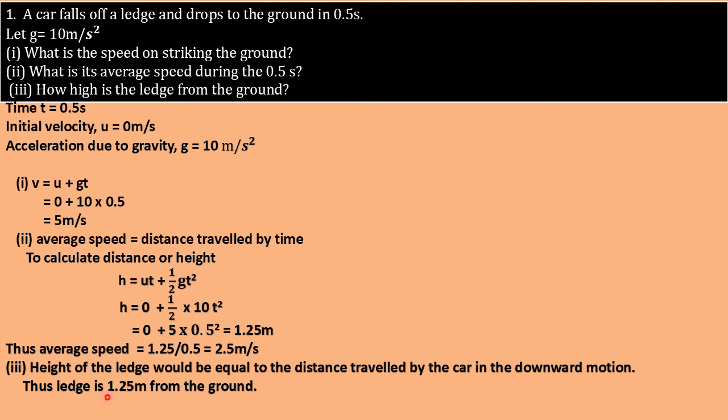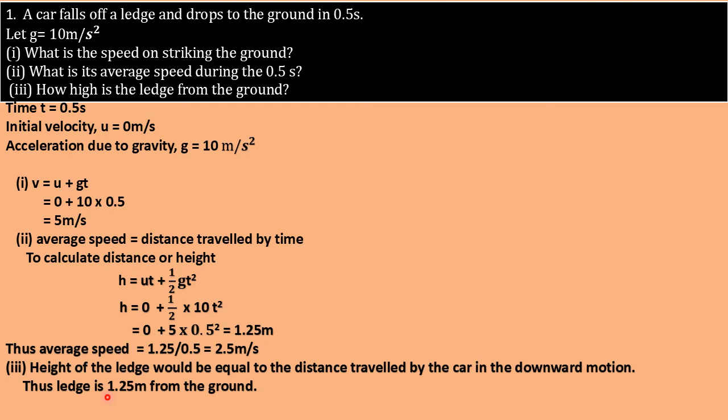Initial velocity: we know when an object is dropped, here the car falls off, so initial velocity is 0. Acceleration due to gravity is positive, already given as 10 meter per second square. So first let us calculate the speed. Speed on striking the ground here is the final velocity. So v is equal to u plus gt. In that equation we put the values: u is 0, g is 10, t is 0.5, and hence we get 5 meter per second as the final velocity of the object on striking the ground.